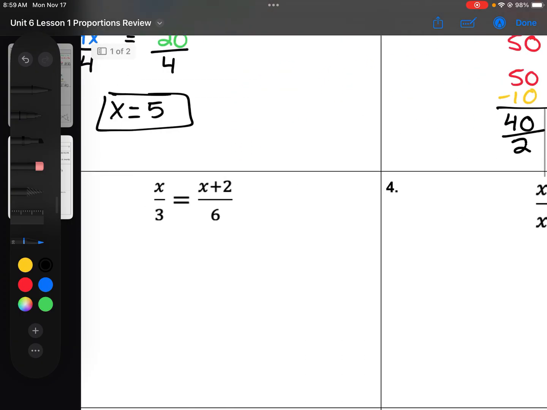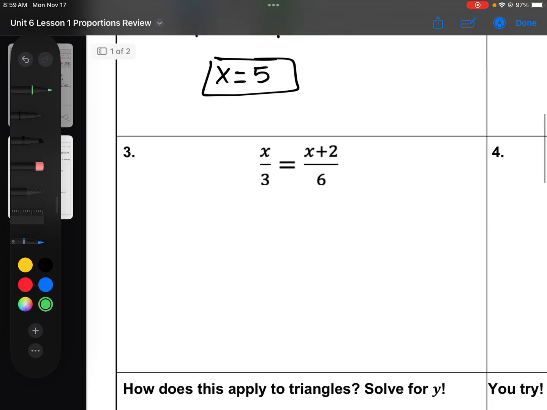Okay, moving on to number 3. Once again, pause the video, see if you can work it out. I'm going to go on with this. I have x times 6 is 6x. You can start by multiplying any of the diagonals that you want. You could have started by doing this.